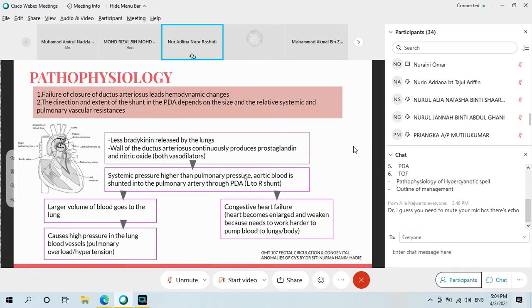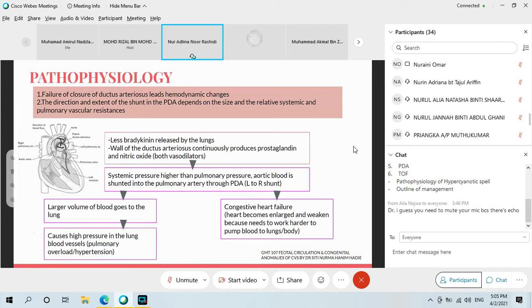In the patent ductus arteriosus, there will be less bradykinin released by the lung, and the wall of the ductus arteriosus will continuously produce vasodilators, such as prostaglandin and nitric oxide. So when this happens, the ductus arteriosus does not close. As the pressure in the aorta is higher than in the pulmonary artery, the aortic blood will shunt into the pulmonary artery through the open ductus arteriosus. This causes a large volume of blood to go into the lung and causes high pressure in the lung, which is pulmonary hypertension.